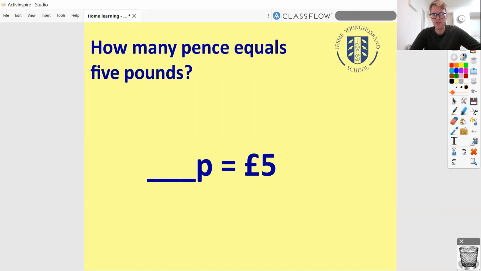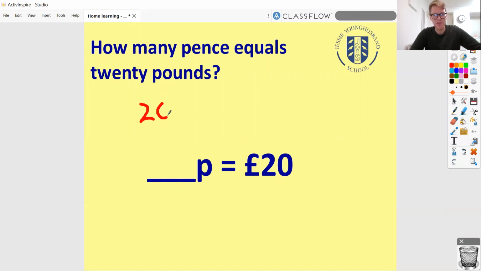It's 500 there. Okay, a little bit trickier when we move on to two-digit numbers like this. But again, I would encourage you to think back to some of those ones we've just done. So if I know, for example, that 200 pence, again, apologies for the poor penmanship here, 200 pence is what?